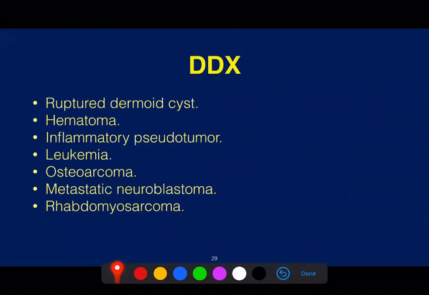So ruptured dermoid cyst, hematoma, you can include sickle cell infarction, inflammatory pseudotumor, leukemia, osteosarcoma, metastatic neuroblastoma, which typically presents at a much younger age, usually 2 to 3 years. Rhabdomyosarcoma can present, the average age is 8 years, so 5 to 8 years, you can include rhabdomyosarcoma. It's very important to know the age groups in these two entities.